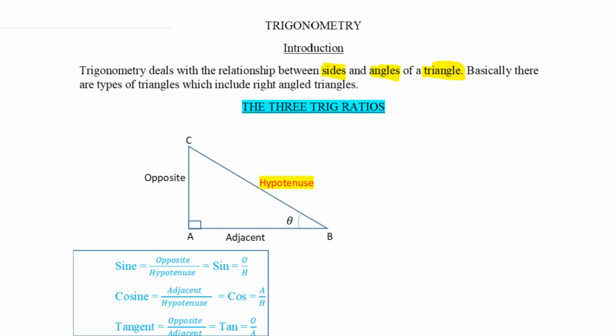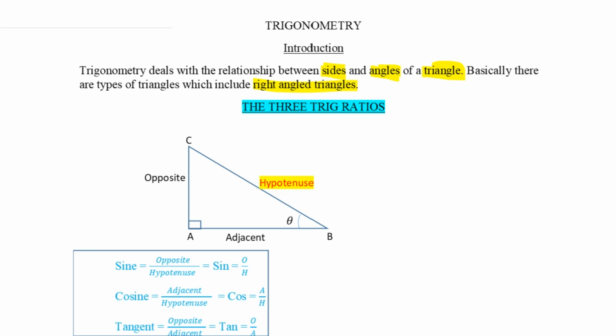Basically, there are a lot of types of triangles, but our interest in this session is just on a right angled triangle. Then these other triangles, we just name them as other triangles. I'm not going to go into details classifying the triangles. What we should just know is there is a right angle triangle, and if it is not a right angle triangle, then it is any other triangle.